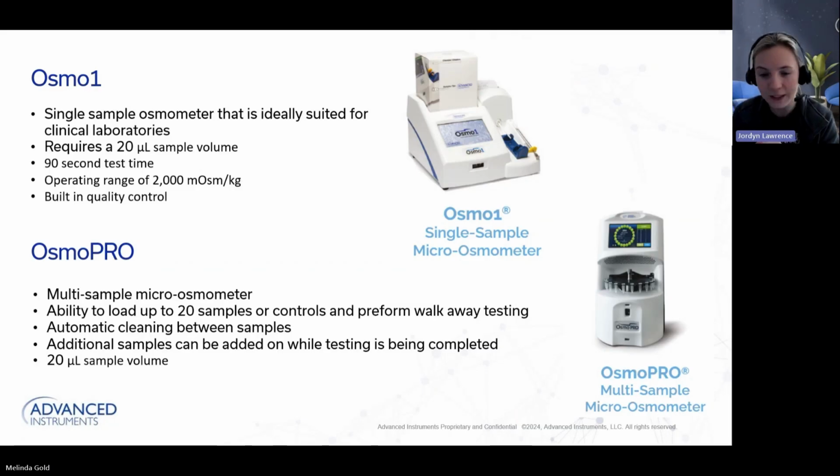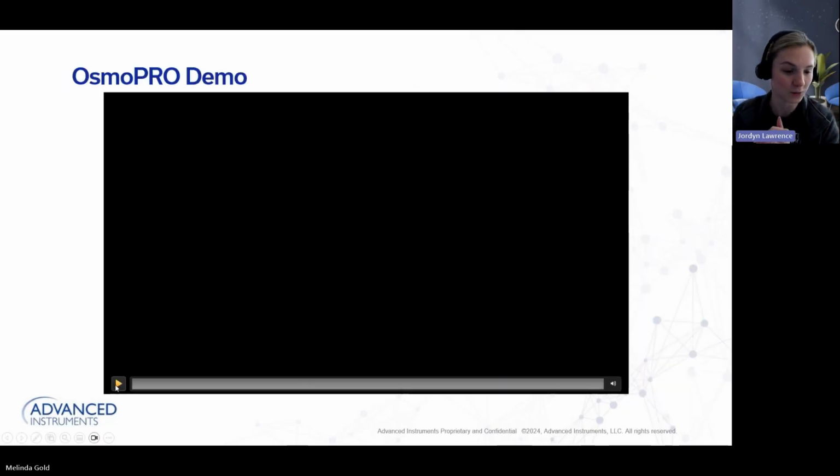But in a robust lab, you need more automation. So we created this semi-automated Osmo PRO, a multi-sample micro Osmo tester. Multi-sample, as I said before, it has 20 samples on it. You can perform the controls, and you can also perform the testing of the patient samples. It's semi-automatic because you still need to pipette into the test tube, but it's walk-away testing, so you can set it all up and have it test as it goes. Again, only 20 microliters of sample. On the next slide, I'm going to show you a demonstration of the Osmo Pro Live.